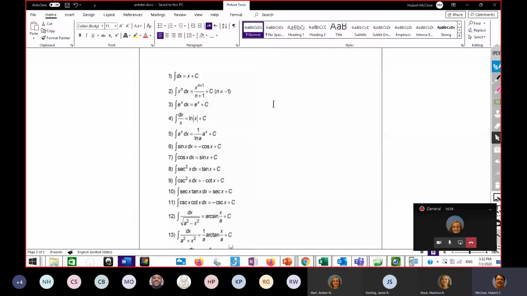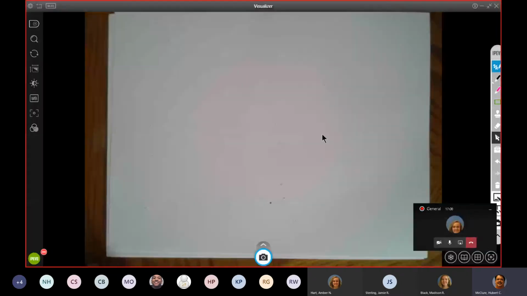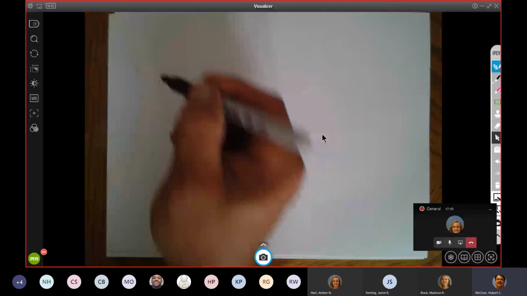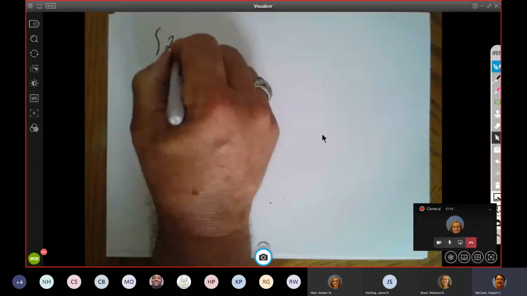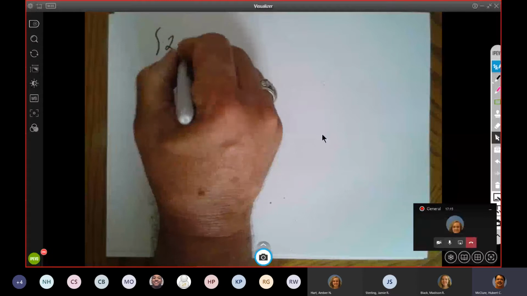And we're also going to talk about the different little properties that we talked about the other day. If you have the antiderivative of 2x squared dx, well, you can rewrite that as 2 times the antiderivative of x squared dx.